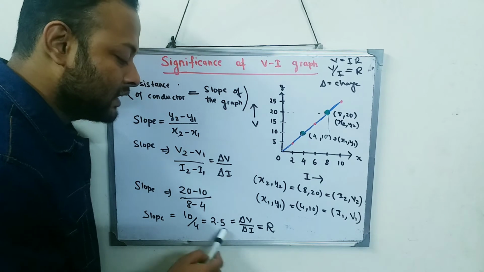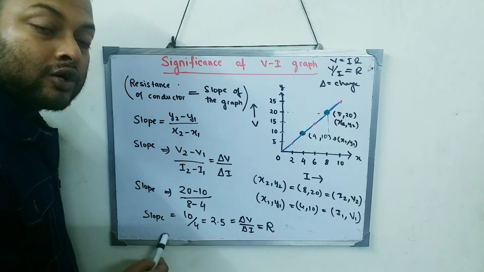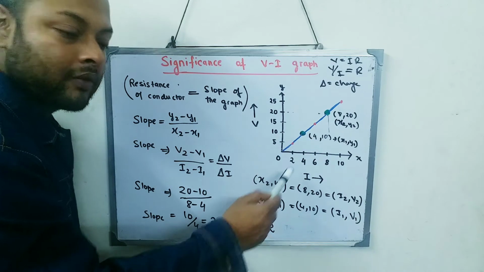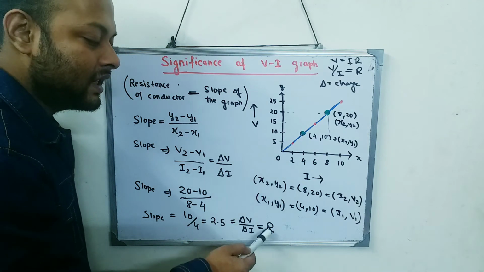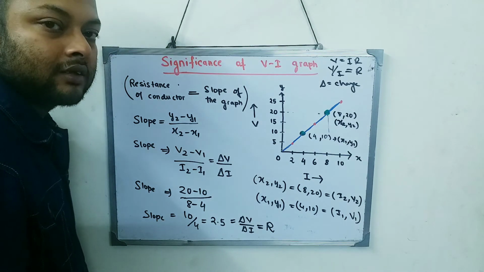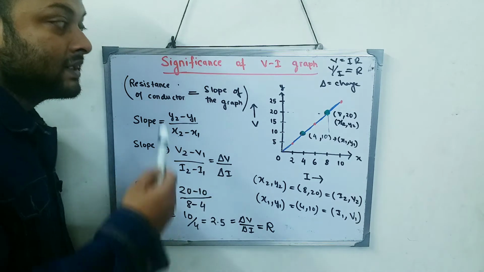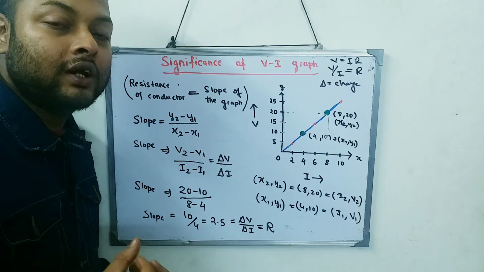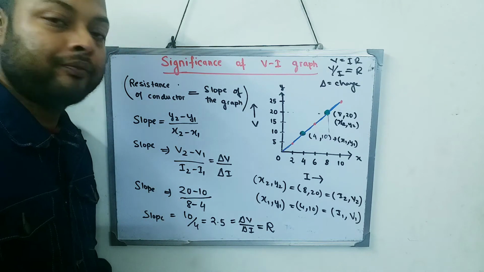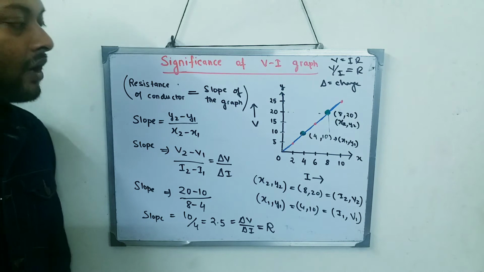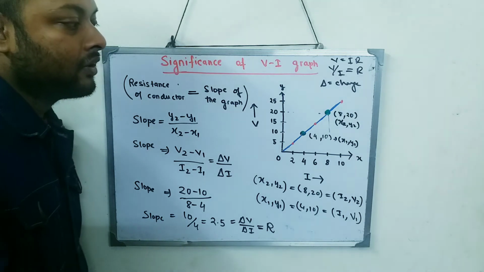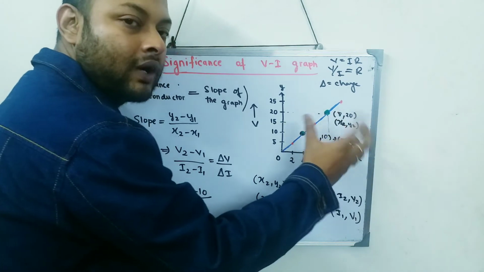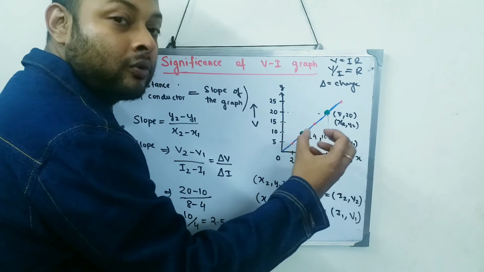And how did I get the resistance? By calculating the slope of the graph. If I am able to calculate the slope of the graph, that itself becomes the resistance. So the significance of the VI graph is to calculate the resistance of a conductor. I hope it is understandable to you. Just see this video once more to make yourself understand x2, y2 and x1, y1.